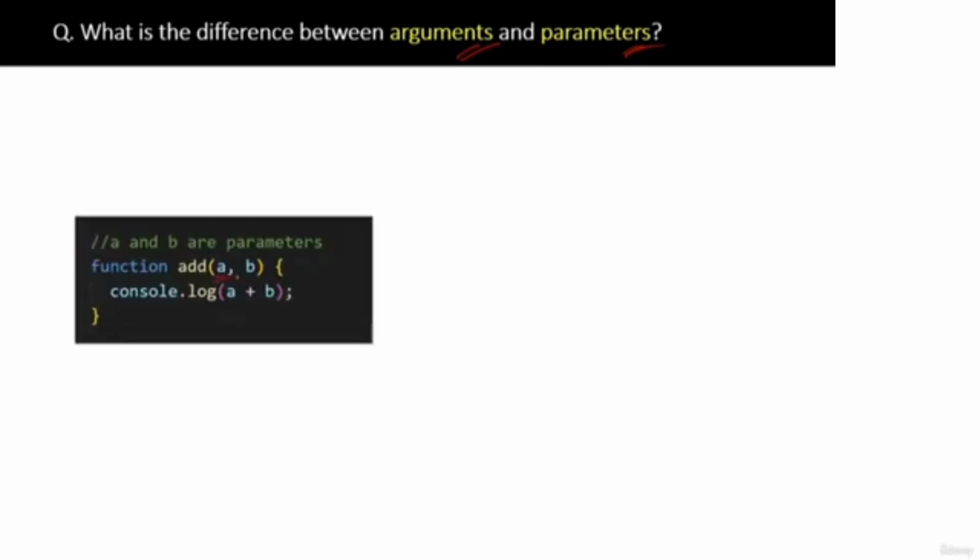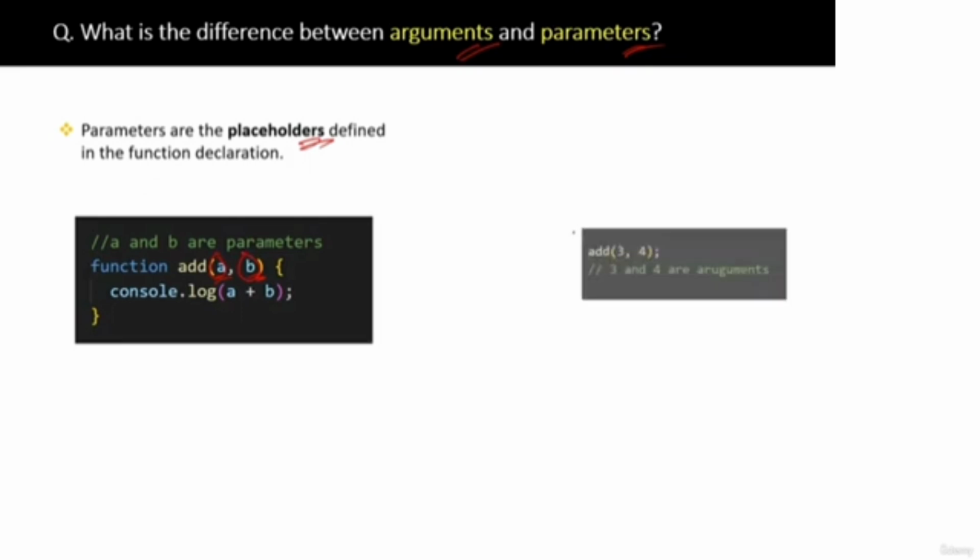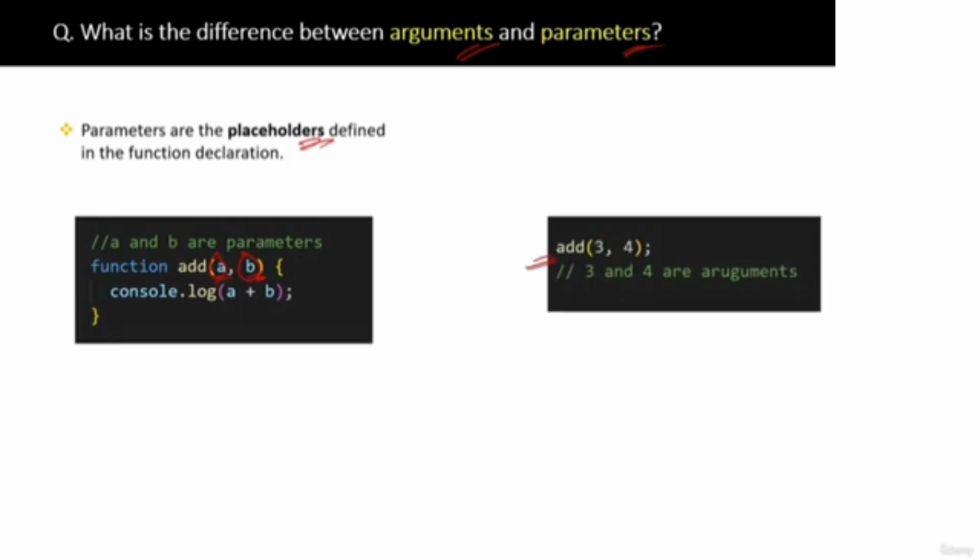What is the difference between arguments and parameters? Tricky question. Sometimes even experienced candidates cannot answer this question. Here you can see the function body, and here are a and b parameters. The point is that parameters are the placeholders defined in the function declaration like this. Then this is how we can call the add method, right? And while calling the method, the actual values we are passing, 3 and 4, are arguments. So the answer is: arguments are the actual values passed to a function when it is called or invoked. So that is the difference.